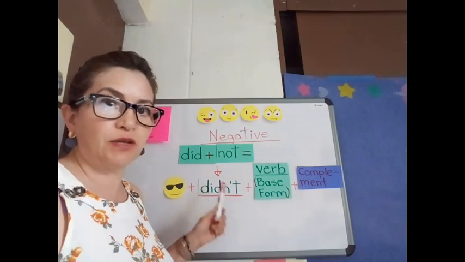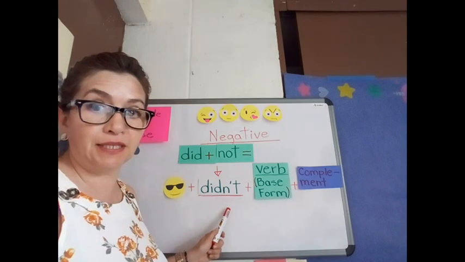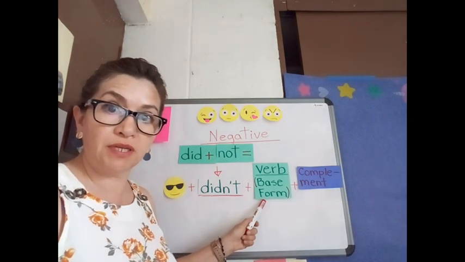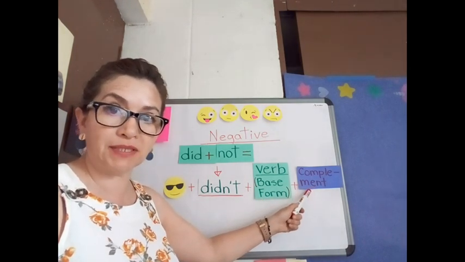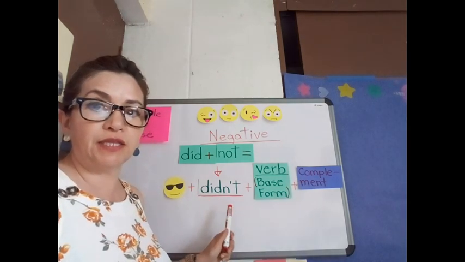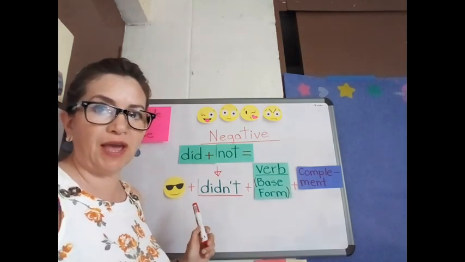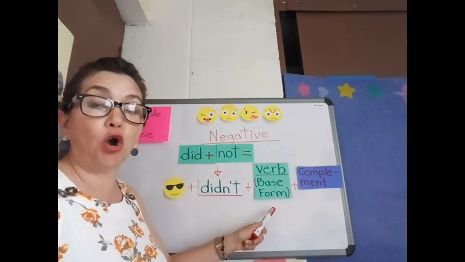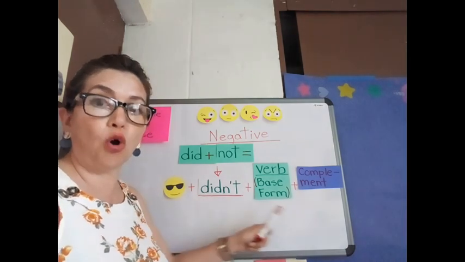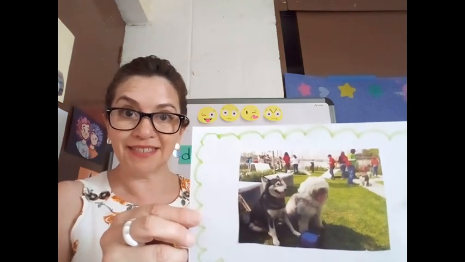How do we use the auxiliary verb did not, didn't? In a sentence, we put first the subject, then didn't, then the verb goes back to its base form, and at the end our complement. It is not correct to say they didn't walked the dog yesterday. We have to say they didn't walk the dog yesterday. Didn't walk.